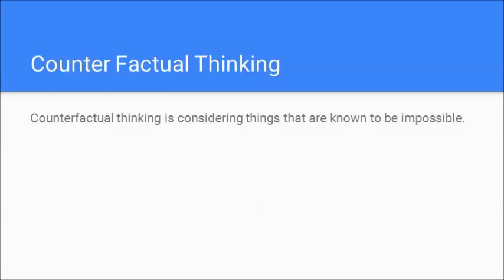In the same manner, the next one, apart from critical thinking, is counterfactual thinking. This is nothing but considering things that are known to be impossible. Now, if I ask somebody, okay, you prove this thing and show it to me, I know it's impossible for a person to prove certain things. However, those things are taught to us, and we will deal more with this later also.